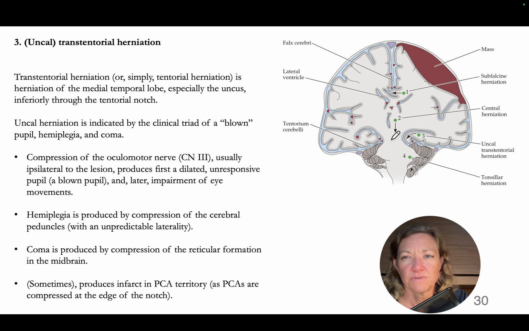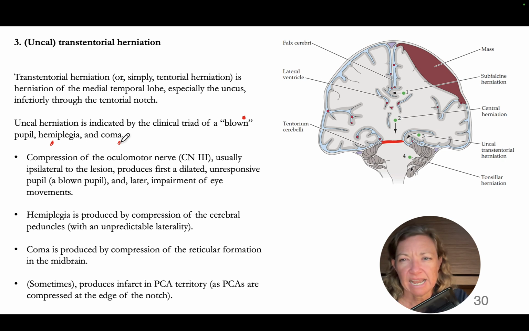Now, the third instance is breaching the tentorial notch or the tentorial incisure. And the nomenclature here is also a little confusing. Some people call it an uncal herniation. Really, it's a transtentorial or tentorial herniation, which is just herniation inferiorly through the tentorial notch. So this herniation is typically indicated by a clinical triad. And the triad is 3 symptoms. It's a blown pupil, hemiplegia, and coma. So those are the symptoms of the transtentorial triad.